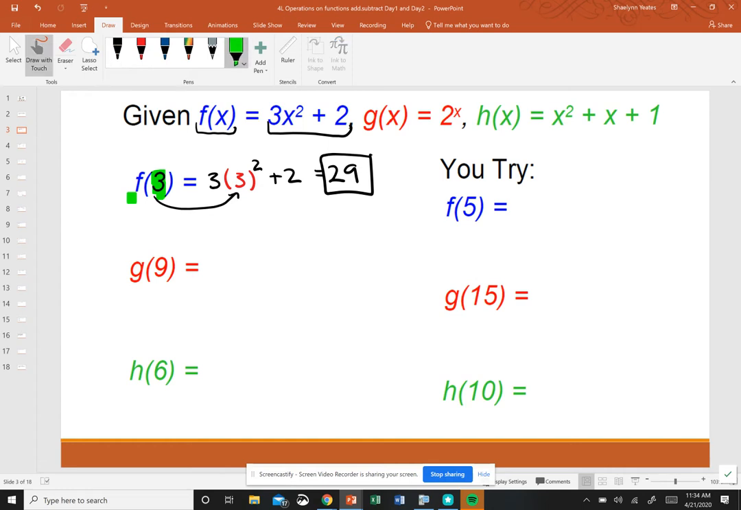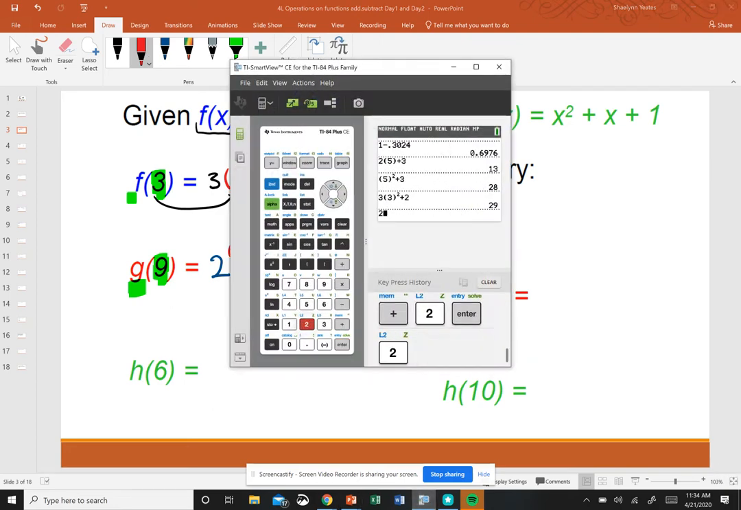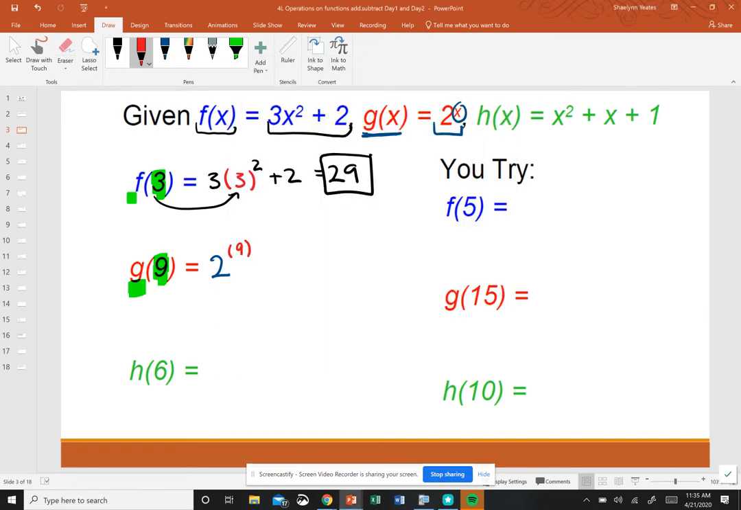All right, so on this next one, I'm going to plug in 9 into my g equation. So here's my g equation, and I want to plug in 9 for x. So this is going to be 2, and then in the exponent, I would do parentheses, 9, close parentheses. So I do 2, caret button, parentheses, 9, close parentheses, hit enter, and I get 512.